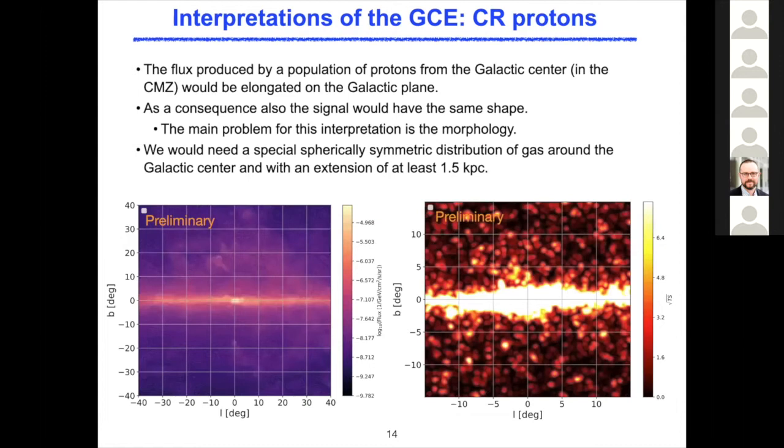Cosmic ray protons are an alternative. The problem with this interpretation is that, as you can see on the left, this is a simulation of cosmic ray protons that produce gamma rays from pi zero decay. You need interstellar gas to produce gamma rays from cosmic ray protons, and the interstellar gas is expected to be elongated along the galactic plane. So the spatial distribution is not spherically symmetric, as seen from the data.